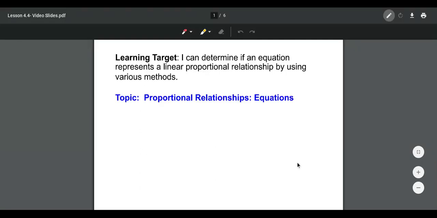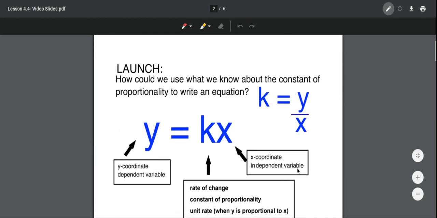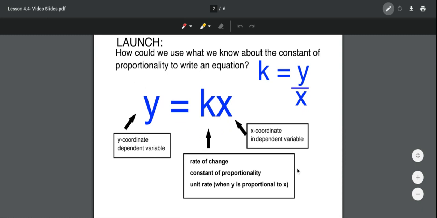Hello. In lesson 4.4, we will be able to determine if an equation represents a linear proportional relationship by using various methods. Let's begin by knowing how we can use what we know about the constant of proportionality to write an equation. As we said in the previous lesson, the constant of proportionality is represented by the variable k.